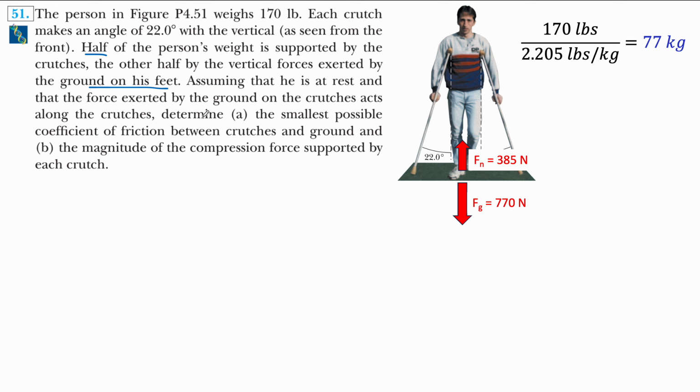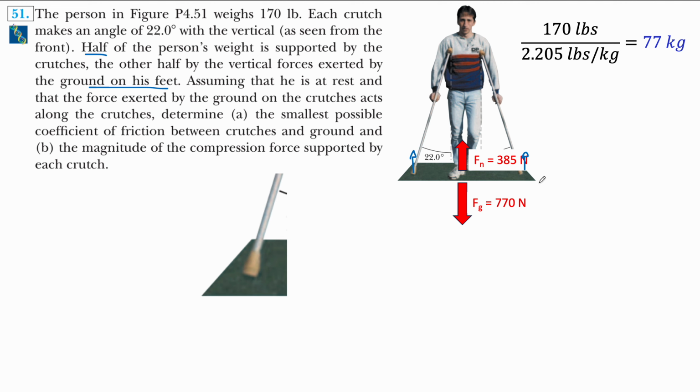And so now we get into the second part of this one, the smallest possible coefficient of friction between the crutches and the ground, and the magnitude of the compressive force exerted by each crutch. And I'm going to take a look at the point where it touches the ground. So here's one of the crutches. What do we know about one of these crutches? Well, it's got to exert an upward force on our person that's equal to half their weight. But don't forget that there are actually two crutches here, each holding up the person. One here and one here.